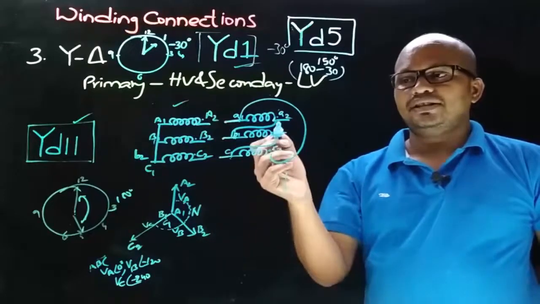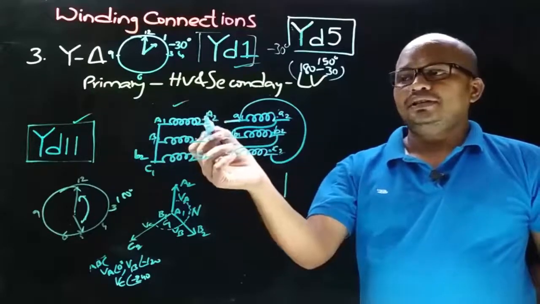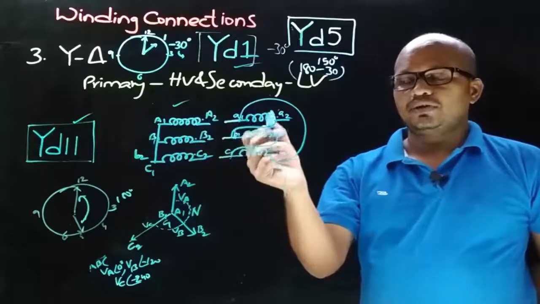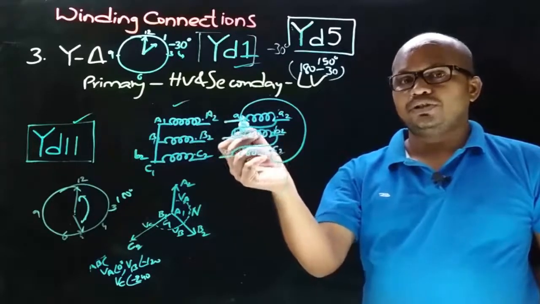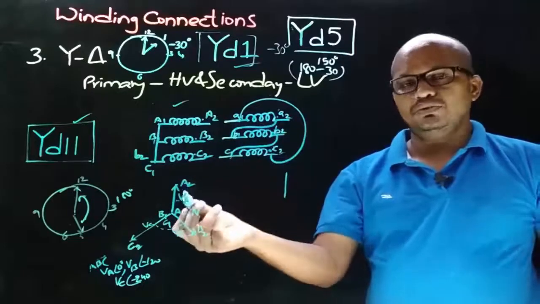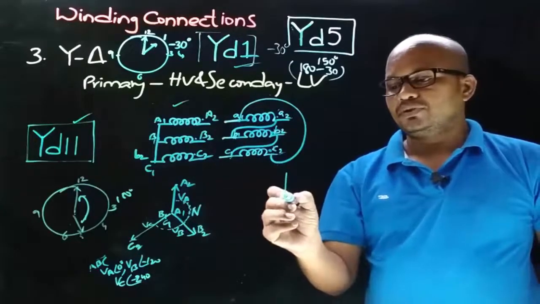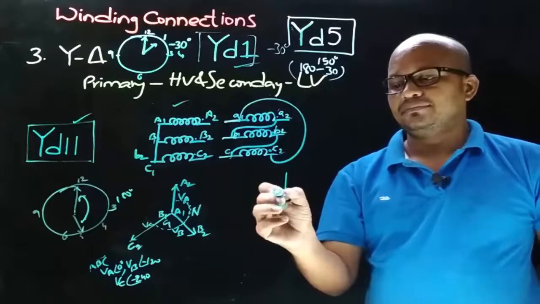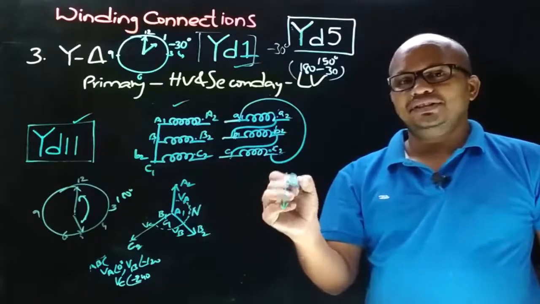And now let's decide the direction. On the primary side, the connections are taken from the dot end, and on the secondary side, connections are taken from the non-dot end. Means the secondary side VA phasor will be in the opposite direction to the primary side VA phasor. So like this.